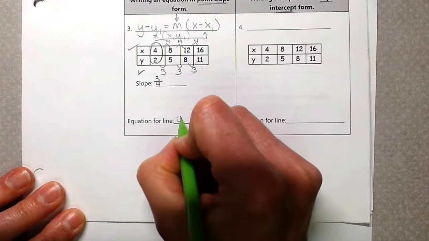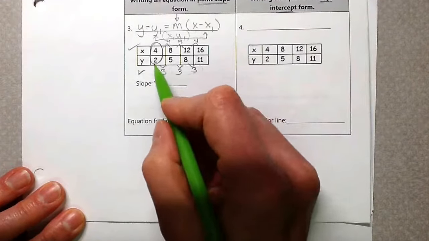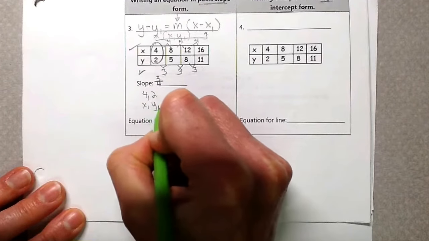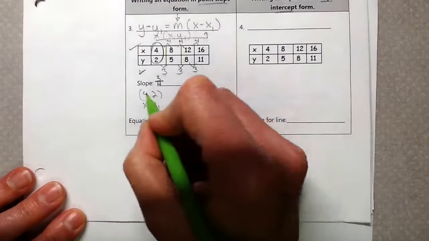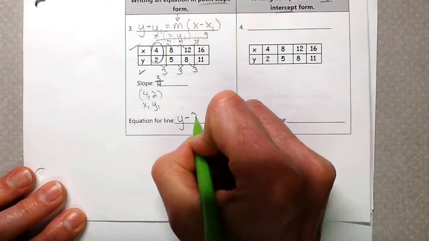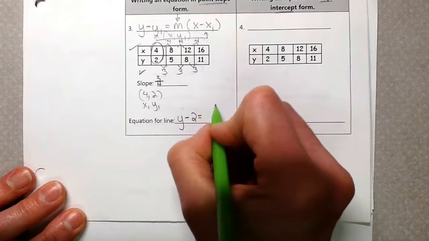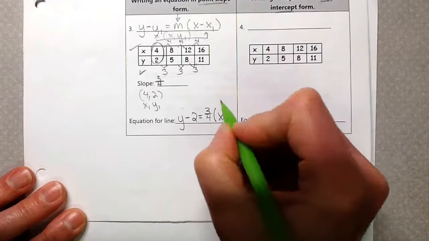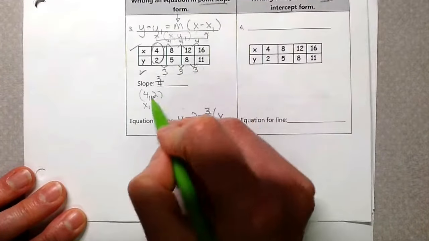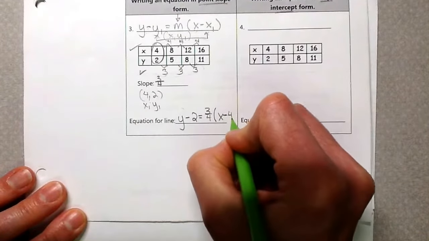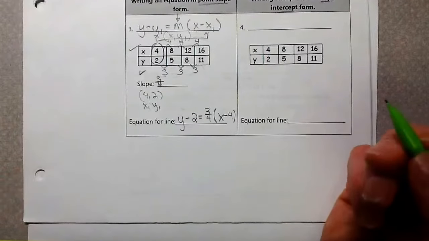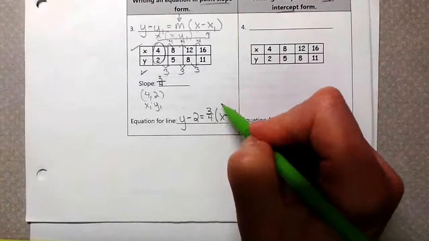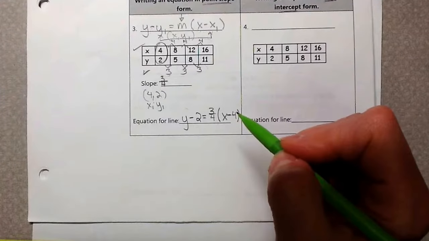So it is going to be y minus my y sub 1. Let's just write this point out as 4, 2, x sub 1, y sub 1, so we know what we're dealing with. So y minus y sub 1, which is 2, equals my slope, that's 3 over 4, times x minus x sub 1, which in this case is 4. So there's my equation: y minus 2 equals 3 over 4 times x minus 4.